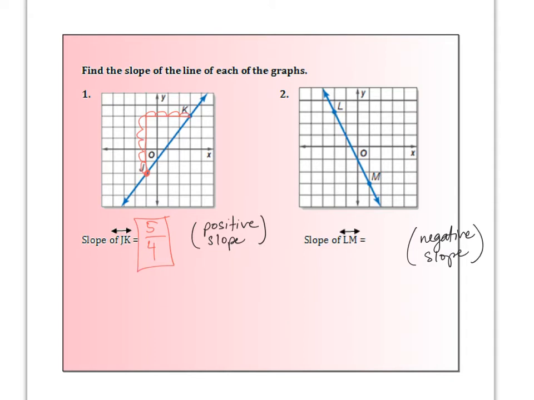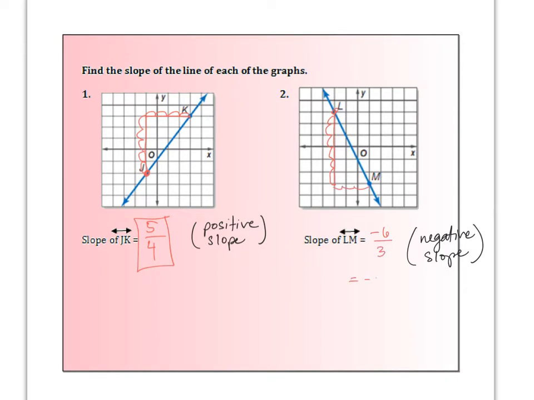It's going downhill as it goes from left to right. And again, if we use the counting method and we start on the left at L, how much do we rise? Well, we're actually going to drop this time, but that's okay. So how much did we drop? 1, 2, 3, 4, 5, 6. So we dropped 6, and then we ran 1, 2, 3. So we went over 3.